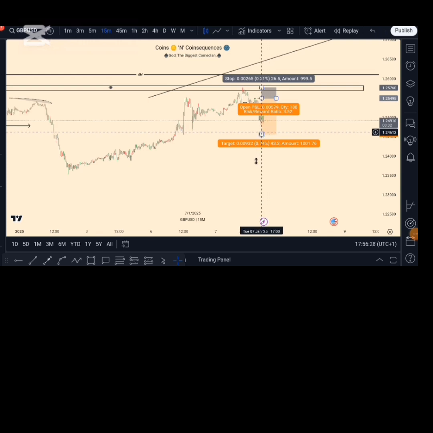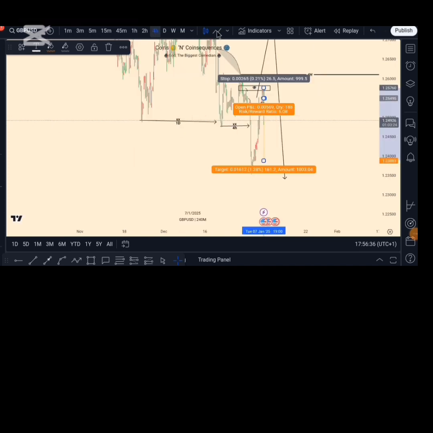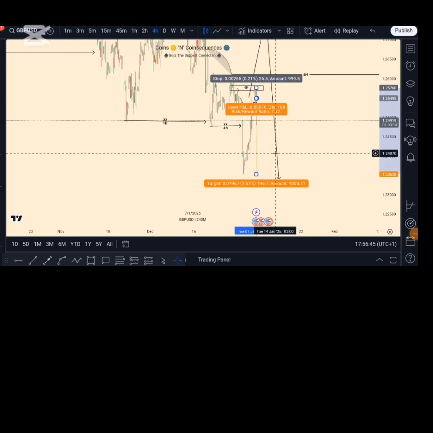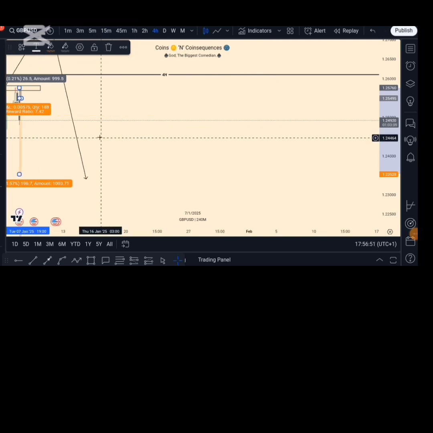Let's go back to the 4 hours time frame. Yeah, that's the idea, the 4 hours time frame. Then we are targeting here. This is actually a good way to start. This is actually a good way to re-enter.